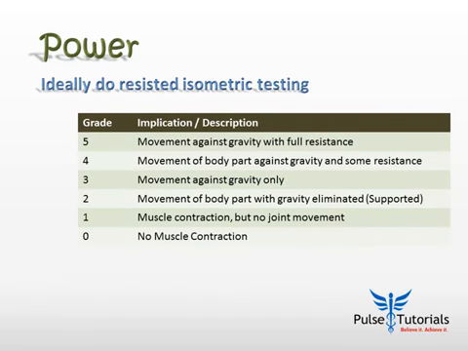Grade 0 is no muscle contraction. Grade 1 is slight contraction of muscle but not adequate for any joint movement. Grade 2 is movements of body part with gravity eliminated. That's when you are supporting it. Grade 3 is movement against gravity only. Grade 4, movements of body part against gravity and some moderate resistance, while grade 5 is movement against gravity with full resistance.